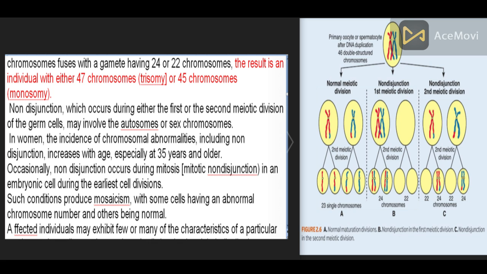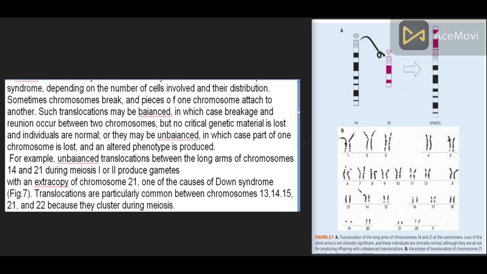Non-disjunction, which occurs during either the first or the second meiotic division of the germ cells, may involve the autosomes or sex chromosomes. In women, the incidence of chromosomal abnormalities, including non-disjunction, increases with age, especially at 35 years and older. Occasionally, non-disjunction occurs during mitosis, in an embryonic cell during the earliest cell divisions. Such conditions produce mosaicism, with some cells having an abnormal chromosome number and others being normal. Affected individuals may exhibit few or many of the characteristics of a particular syndrome, depending on the number of cells involved and their distribution.